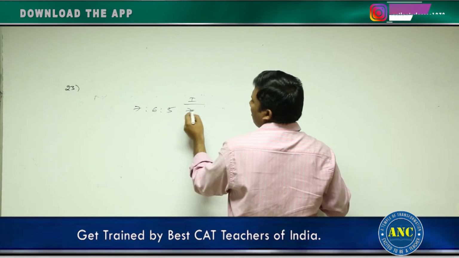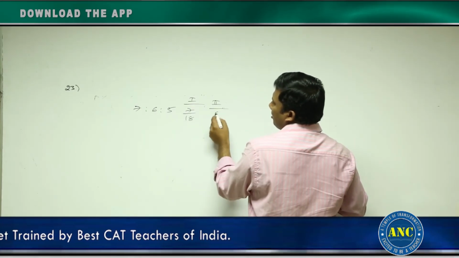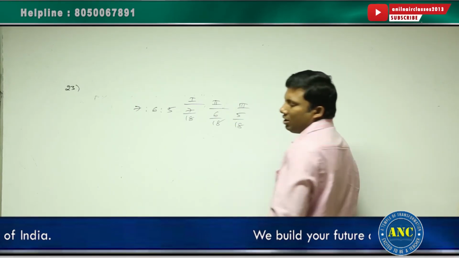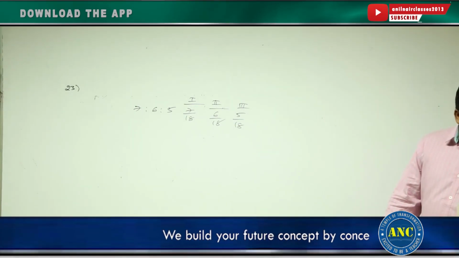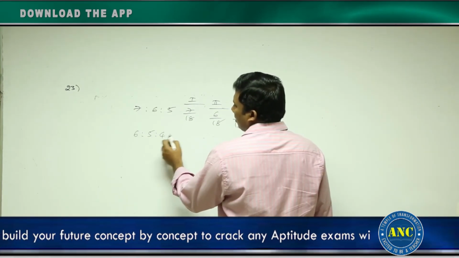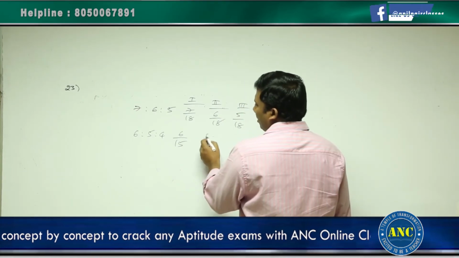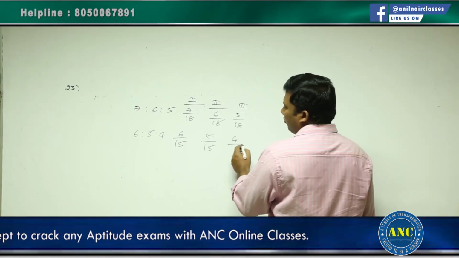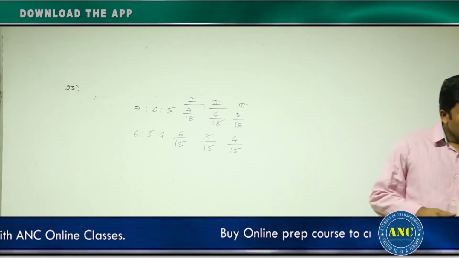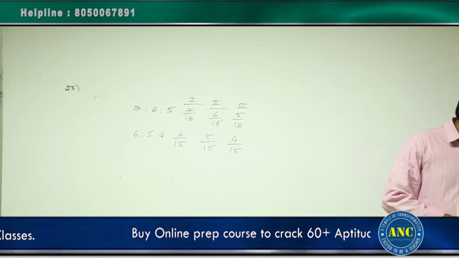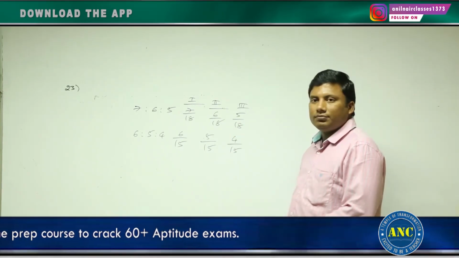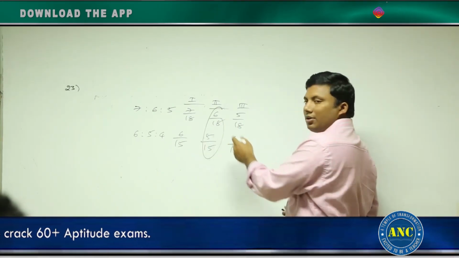7:6:5. First person 7/18, second person 6/18, third person 5/18. Okay. Next one. And finish with the sum of money in the ratio 6:5:4. That means 6/15, these 5/15, these 4/15. What is the question? One of them wins 12. Now if you see, these both are same. That means he is not losing, not gaining.